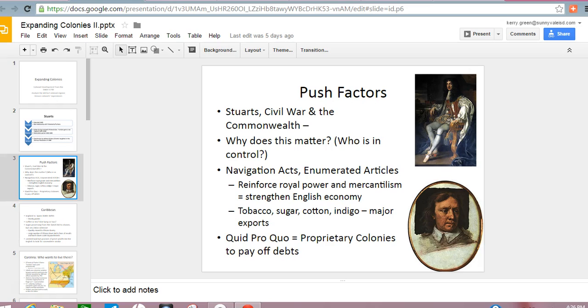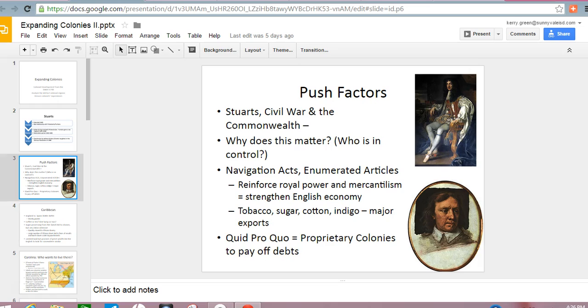Once the Stuarts get back on the throne after Cromwell, there's going to be a lot of what we call proprietary colonies, that quid pro quo. These are friends that had supported the Stuarts during these difficult years. And so they try to pay these people back by giving them territory in the New World.